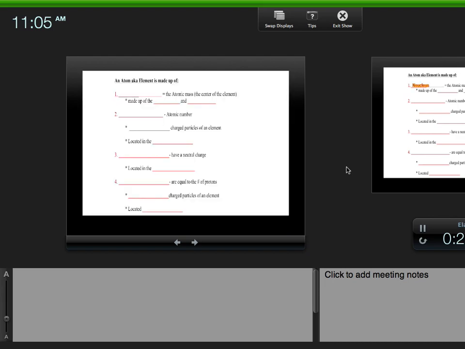An atom, also known as an element, is made up of 4 things. We're going to go through them right now. The atomic mass is the center of the element. This is called the what? The center of the element. Nucleus. This is your nucleus. And it should be N-U, not N-E-U. Spell it correctly. It's N-U-C-L-E-U-S.